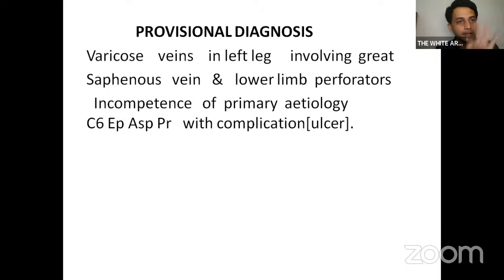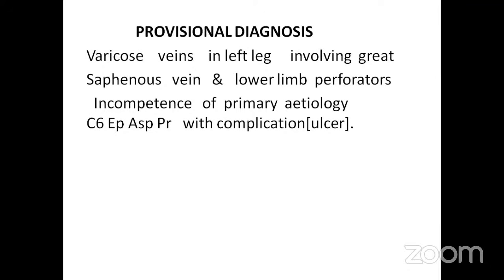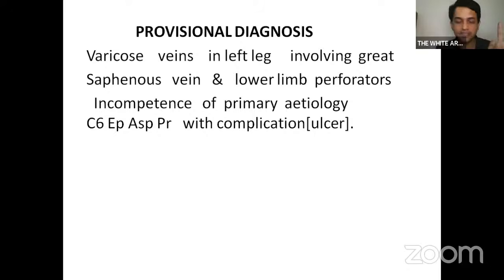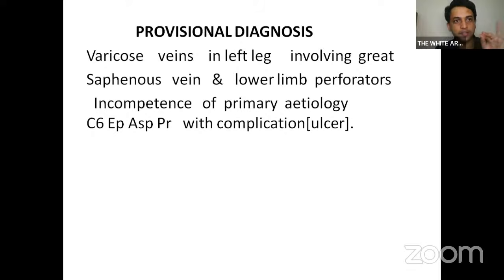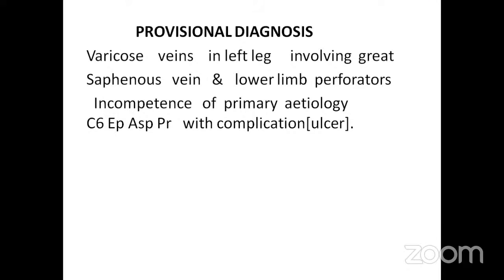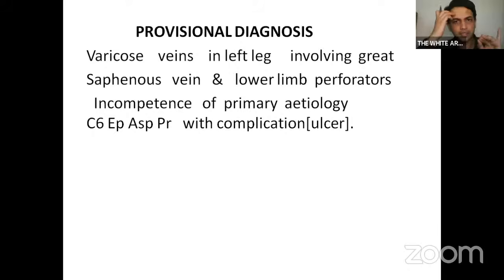Second thing is the great saphenous vein or the short saphenous vein. Yes, sir, involving the great saphenous vein. Next is the incompetence with or without saphenofemoral or saphenopopliteal incompetence. You have not written that, sir. That's okay. It should be written with or without. Fourth thing is with or without perforator incompetence. Yes, sir, here you have written lower limb perforator incompetence. That's the fourth point. Fifth is the clinical signs.